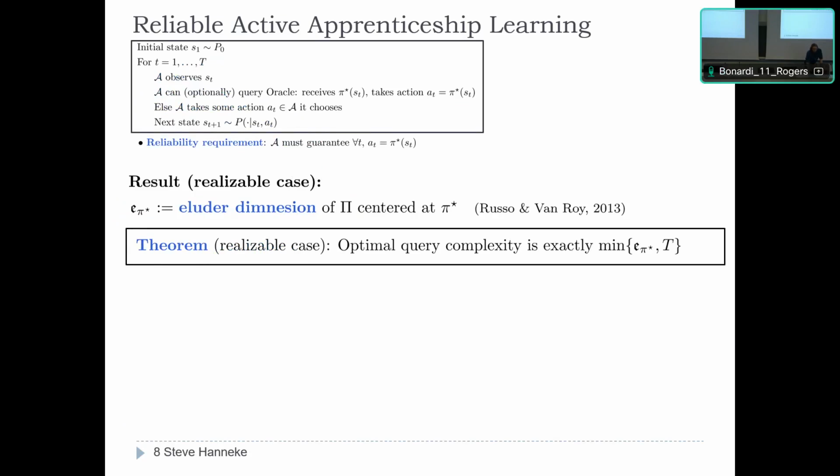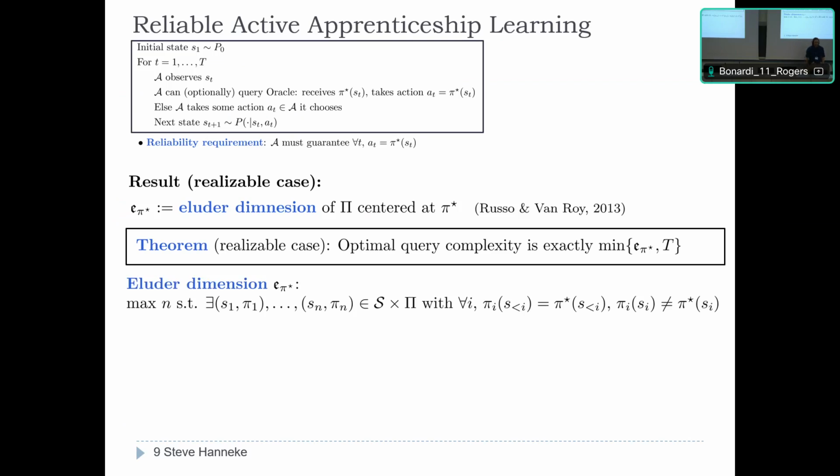OK, so in the realizable case, we actually get an exact answer to this. We find that the optimal query complexity is exactly the eluder dimension. Of course, we're never larger than the time horizon T, but otherwise, the eluder dimension is the exact answer to how many queries you have to make. The eluder dimension is a quantity that comes up in reinforcement learning and contextual bandits. It's defined like this.